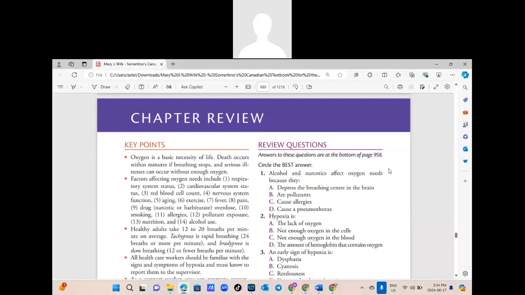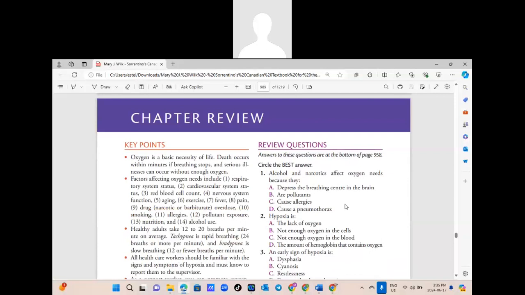All right. So number one, alcohol and narcotics affect oxygen needs because they: A. Depress the breathing center in the brain, B. Are pollutants, C. Cause allergies, and D. Cause a pneumothorax. So the correct answer is letter A. Alcohol and narcotics depress the breathing center in the brain. That's why it affects the oxygen need.